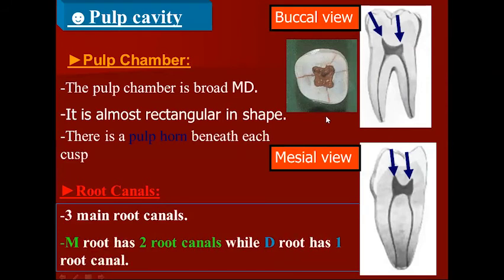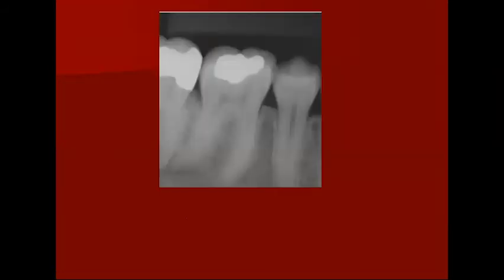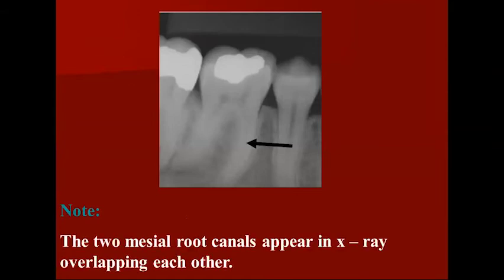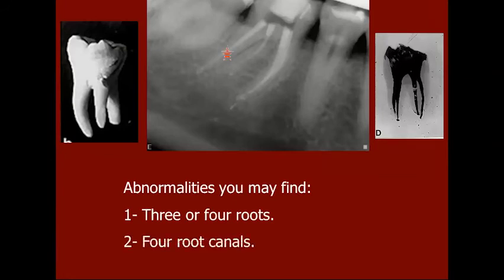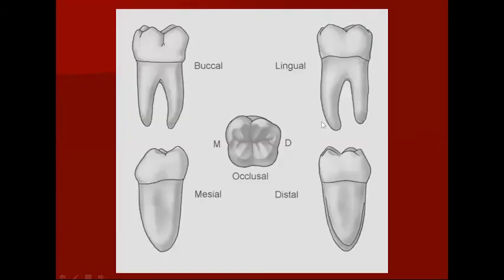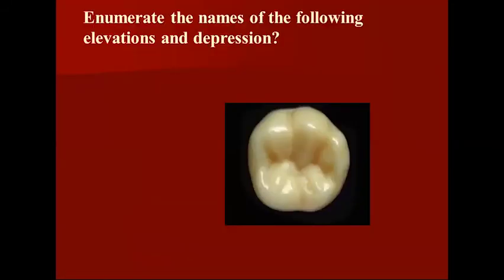Root canals, three main root canals. Mesial root has two root canals, while distal root has one root canal. The two mesial root canals appear in X-rays overlapping each other. Abnormalities, you may find three or four roots, four root canals. This is the five aspects.